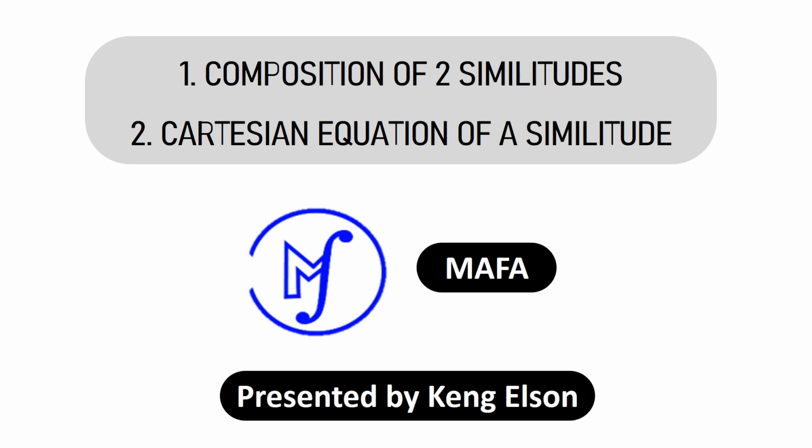So in this video we concentrate on looking at similarity transformations, where we are going to be highlighting two key aspects. The first is composition of two similitudes, and the next is how we can get the Cartesian equation of a similitude from the complex representation and vice versa.